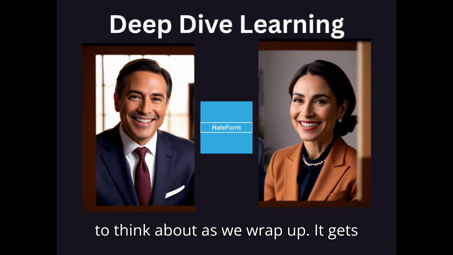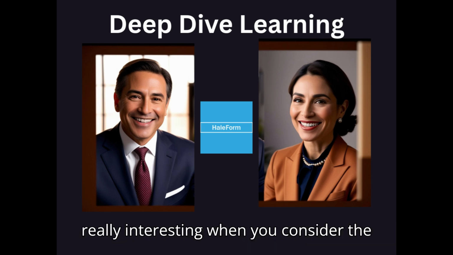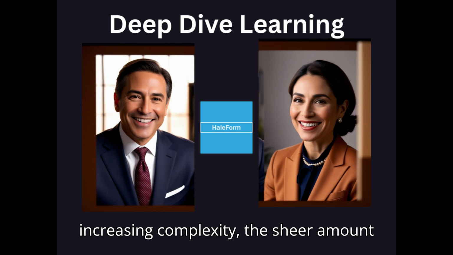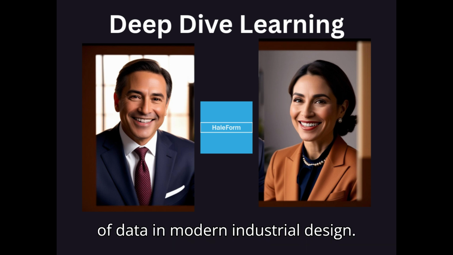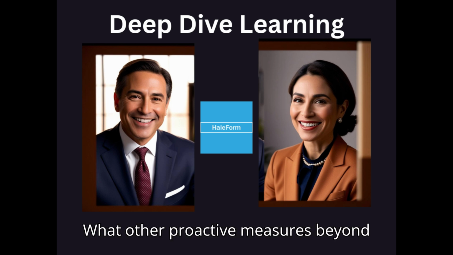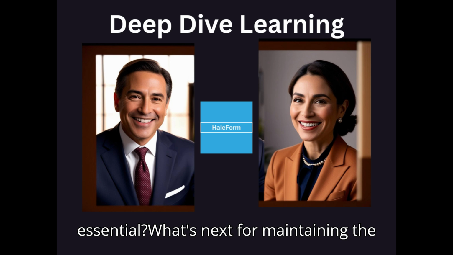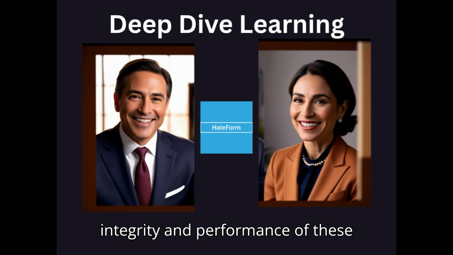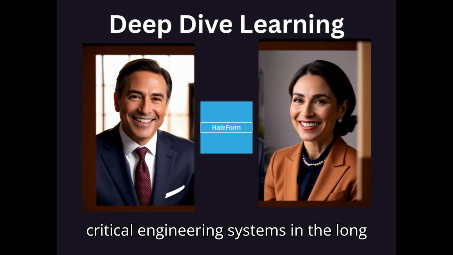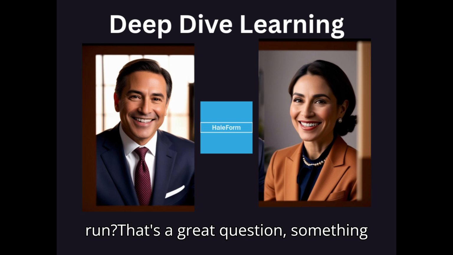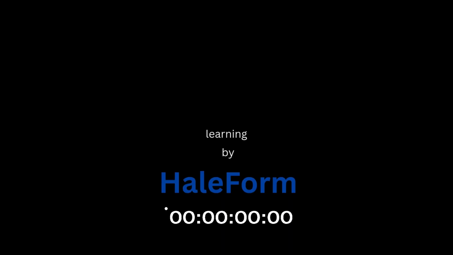Okay, so here's something to think about as we wrap up. It gets really interesting when you consider the increasing complexity, the sheer amount of data in modern industrial design. What other proactive measures beyond these 5 do you think are becoming essential? What's next for maintaining the integrity and performance of these critical engineering systems in the long run? That's a great question, something definitely worth mulling over.